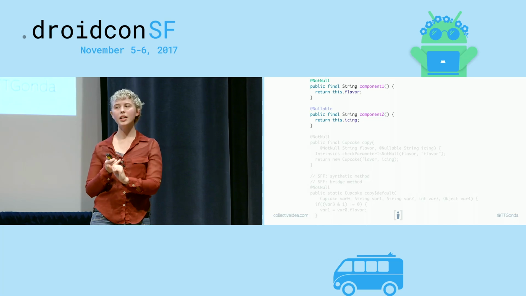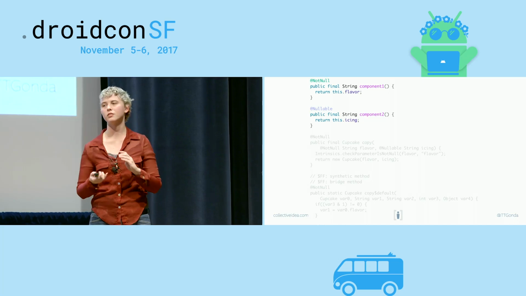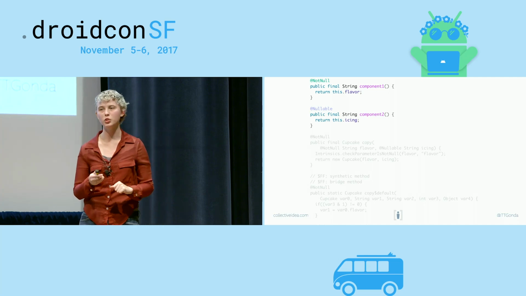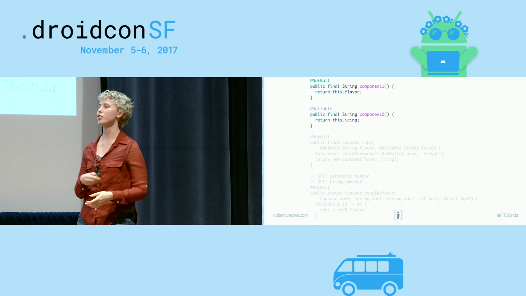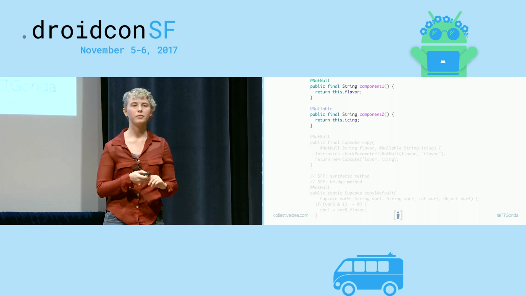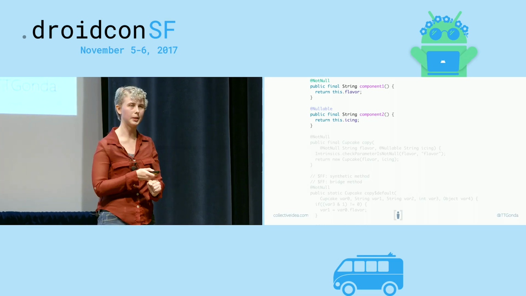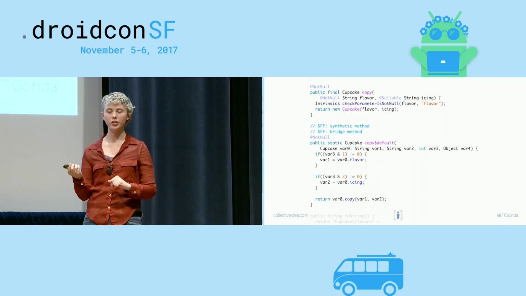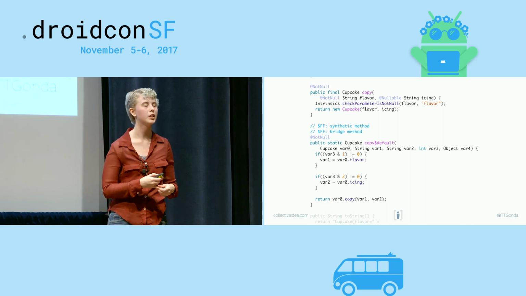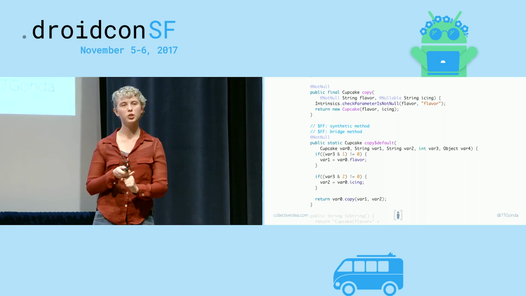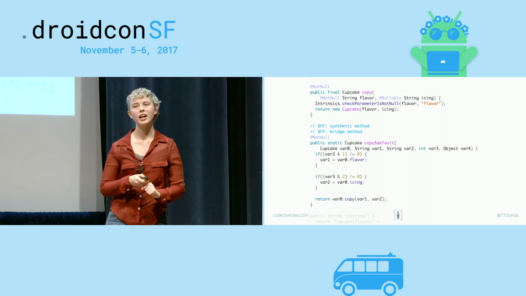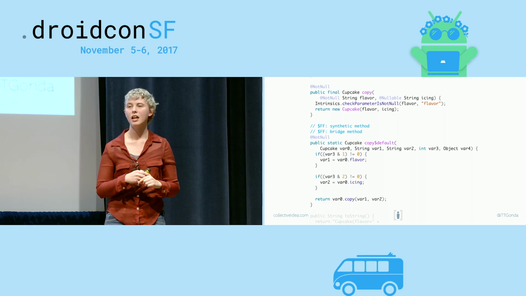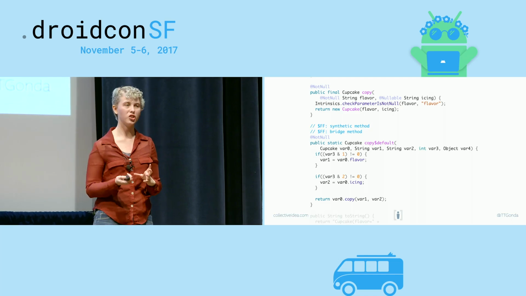We have this component1 and component2 that returns each of the fields, flavor and icing. These are used for destructuring class declarations, which I'll elaborate on in a bit. Just note at this point, they return the properties, flavor and icing. And then we have a copy function, actually kind of two copy functions. There is a synthetic bridge method that goes along with it that uses masks to allow you to pass in different things depending on how you want to make a copy, if you want to change anything.